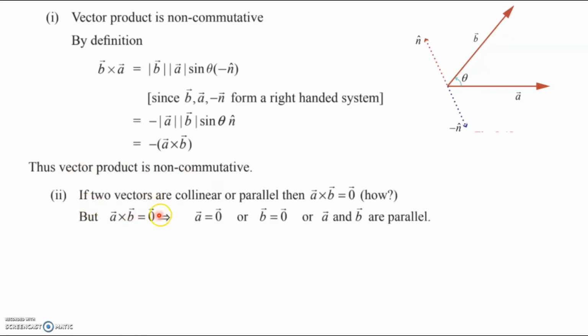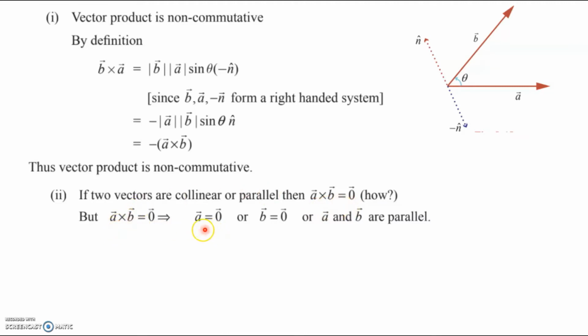Next, if two vectors are collinear or parallel, then A vector cross product with B is equal to 0 vector. How can we explain this? See, when they are parallel, that means vector A and vector B are parallel to each other. So the angle between the two vectors, theta, is equal to 0. So when theta is 0, sine 0 will become 0. Therefore, A cross product with B will be equal to 0.